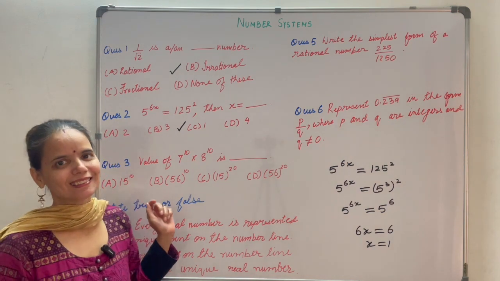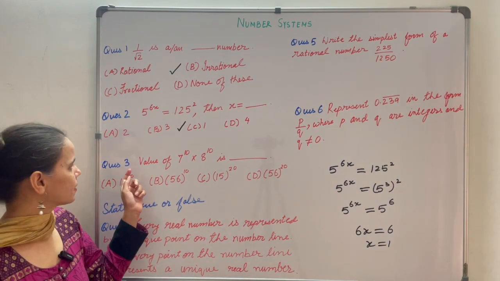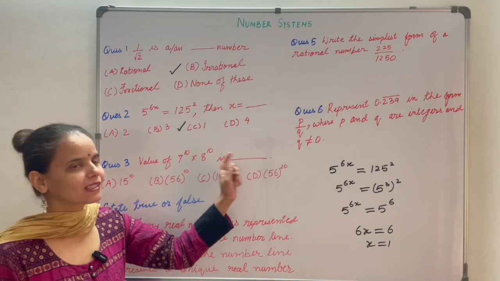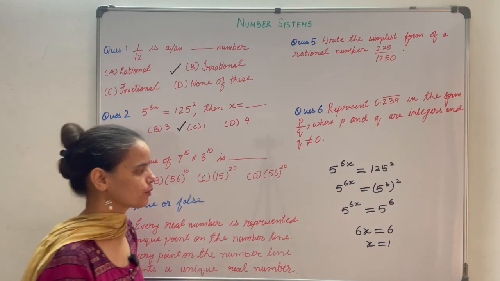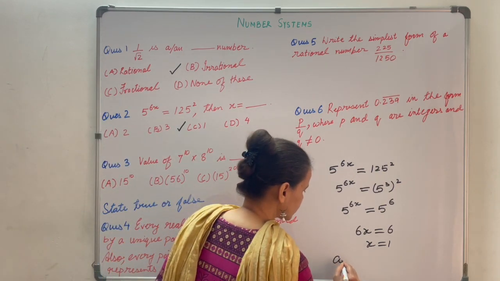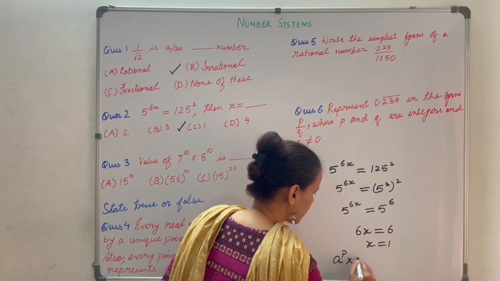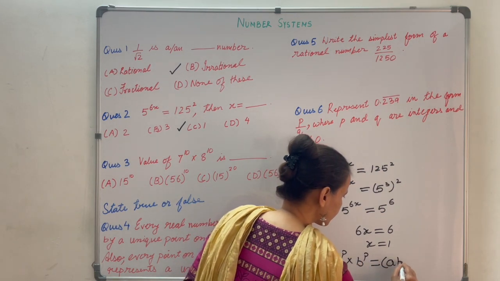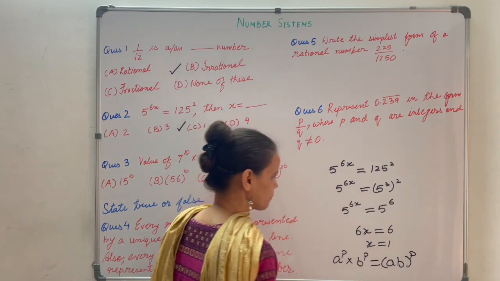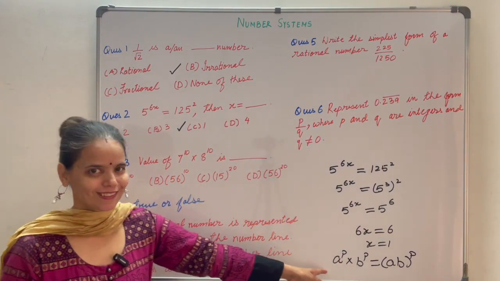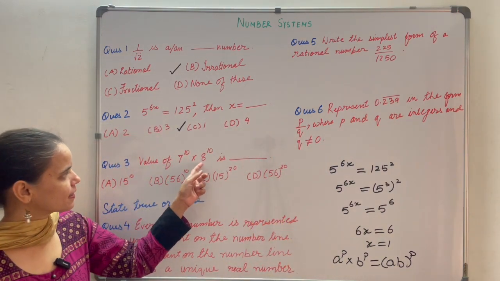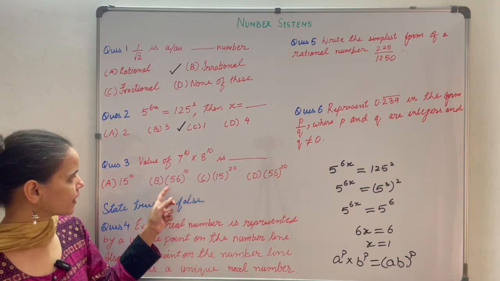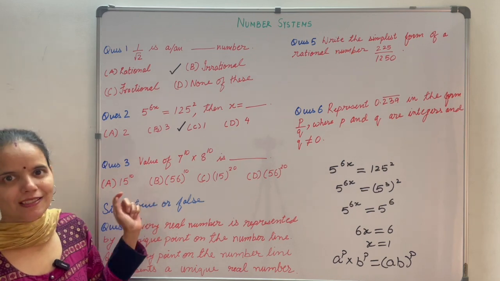Now let us take the third question. So we have value of 7 raised to power 10 into 8 raised to power 10 is dash. So here we are going to use this law. a raised to power p into b raised to power p. So what we will have? ab whole raised to the power p. So using this law we can multiply 7 into 8. So 8 into 7 is 56 whole raised to the power 10. So the correct option is B.